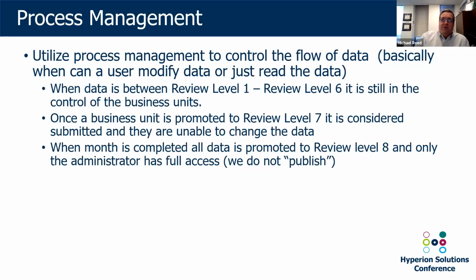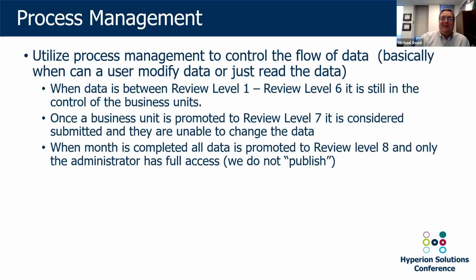When our data is from review level 1 to review level 6, it is at our business unit's disposal. They have full access to that data. They can load, they can make journal entries, they can calculate, consolidate, whatever they want to do from review level 1 to 6. Once it's at 7, it's corporate office only. All the business units are in read only at that time. The nice thing about that is it ensures that when we're doing our consolidation, nobody's changing the data in the back end.